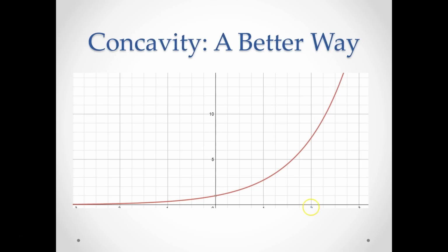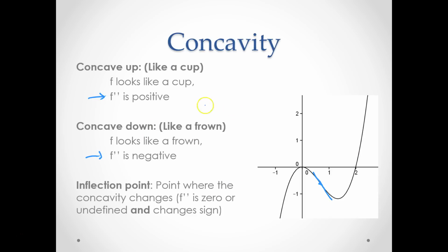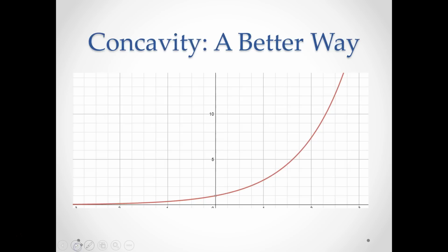So I've been thinking about this. I thought about this all summer. I thought there's got to be a better way to talk about concavity, because this whole up like a cup, down like a frown thing, I think it can be confusing. If you have a graph like e to the x, this is f of x equals e to the x power. This graph is concave up on its entire domain. But if you say this is concave up like a cup, anywhere you put water into this is going to slide off, right? It's going to slide to the left. So I think I have trouble saying it's up like a cup.